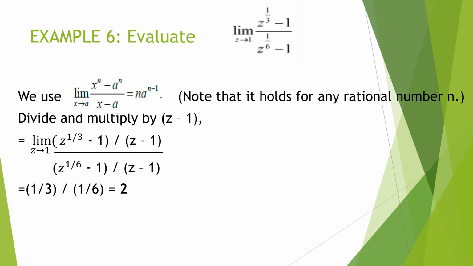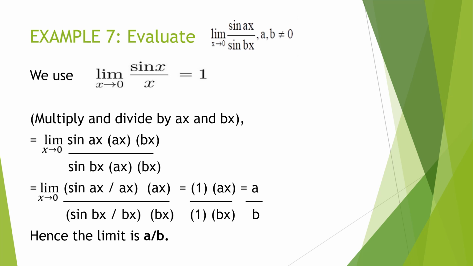So the answer for this, the limit is 2. Example 7. Evaluate limit x tends to 0 sin ax upon sin bx, where a and b are not equal to 0. Here we use our limit of trigonometric function for sine. That means we have the formula limit x tends to 0, sin x by x is 1. What we do is we multiply and divide by ax and bx.